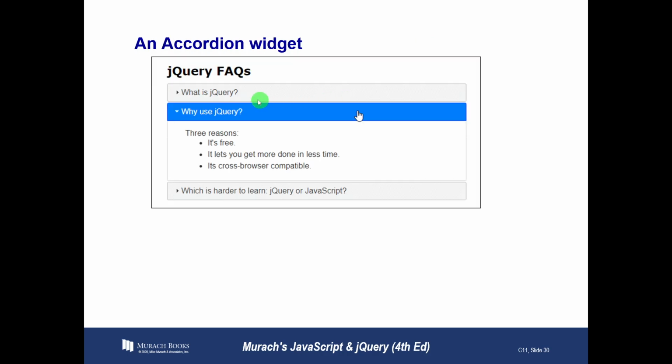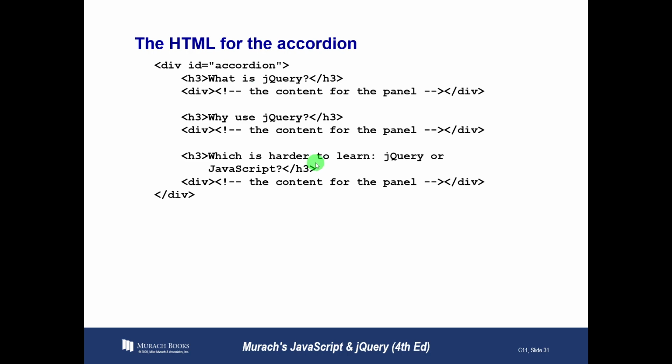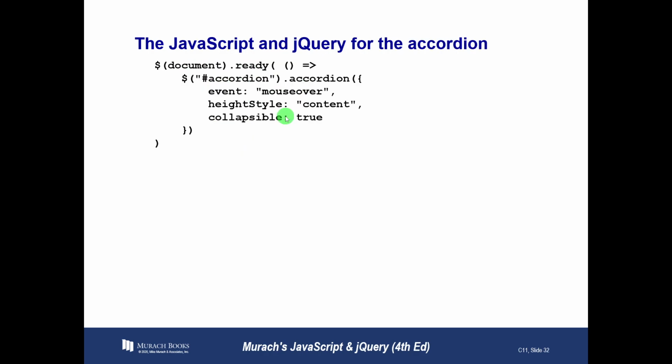So here's an accordion widget, jQuery FAQs. We did that from scratch. This is using the built-in jQuery UI version. Here's the HTML for it. We have a bunch of H3s, and each one has content in a div underneath each heading. The div ID in this case is accordion.